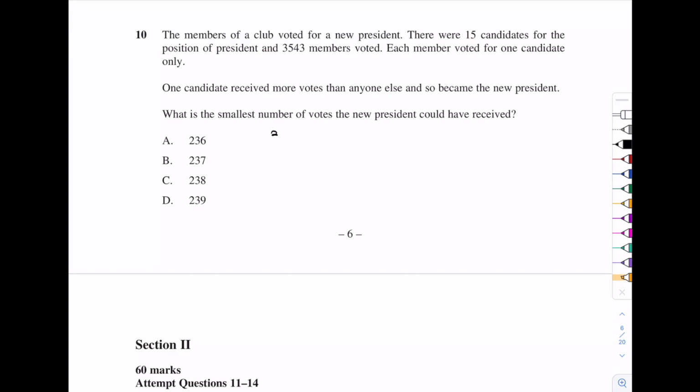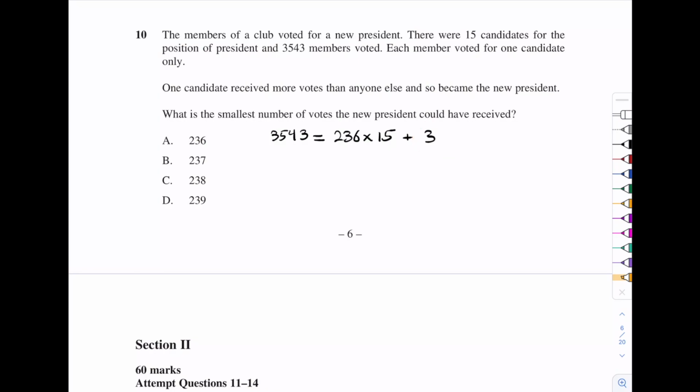So if I did 3,543 and divided it by 15, I think I get 236. So I can write it as 236 times 15, but I'm left with 3 as a remainder. So what does this mean? This means if I wanted to spread out my votes as evenly as possible amongst all of the candidates, I would give each candidate 236 votes, so they're all even at the moment, and then I've got 3 more which I still need to distribute.